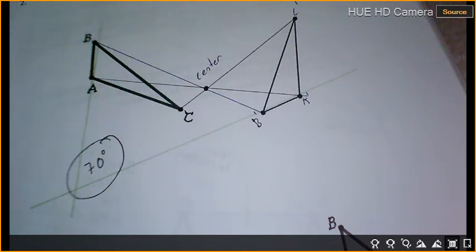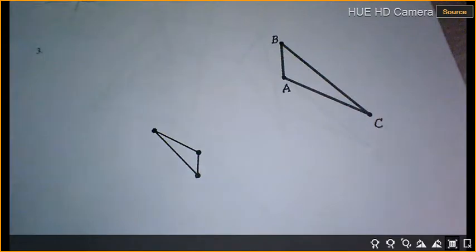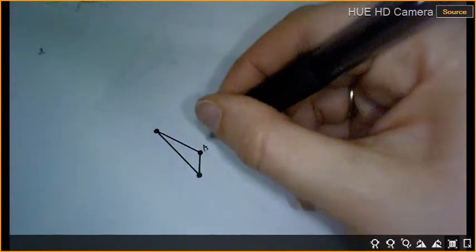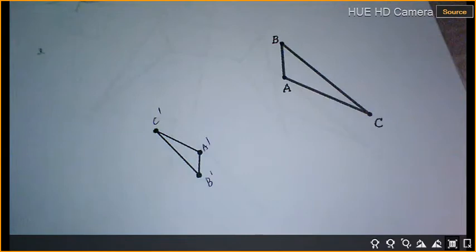Let's move on to number 3. And you guys can tell me what you think it is. What do you think happens to go from A, B, C to A prime, B prime, C prime? It is only one thing. It's a dilation.